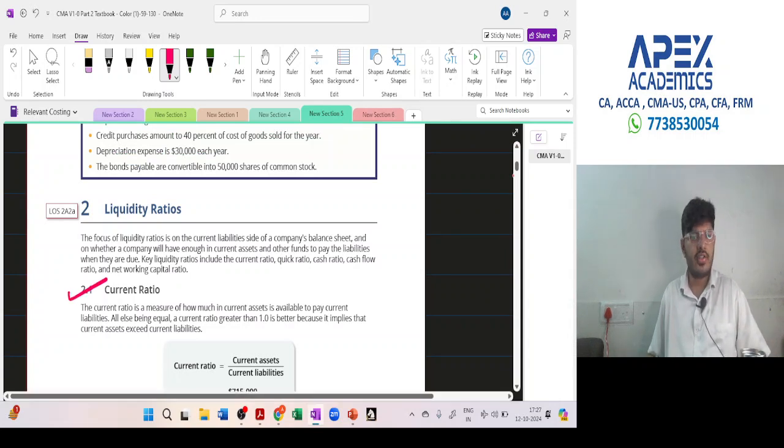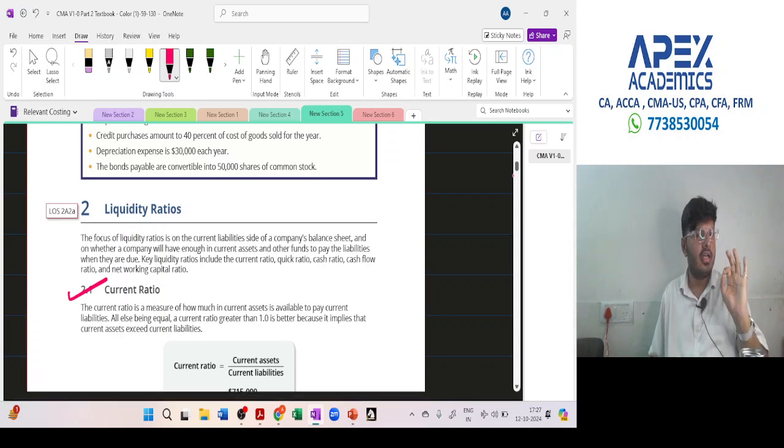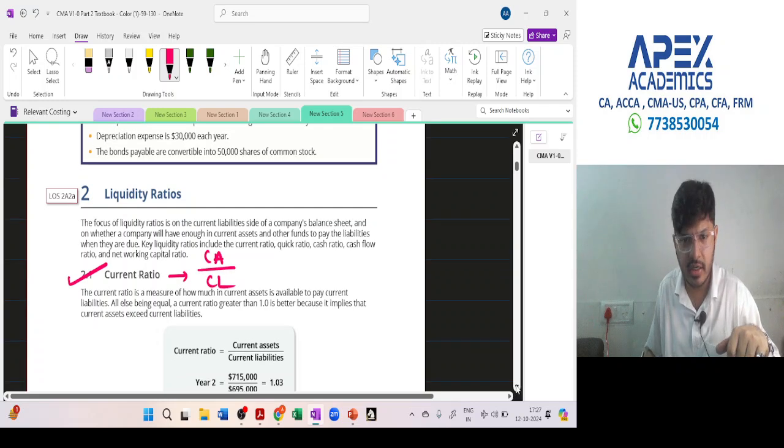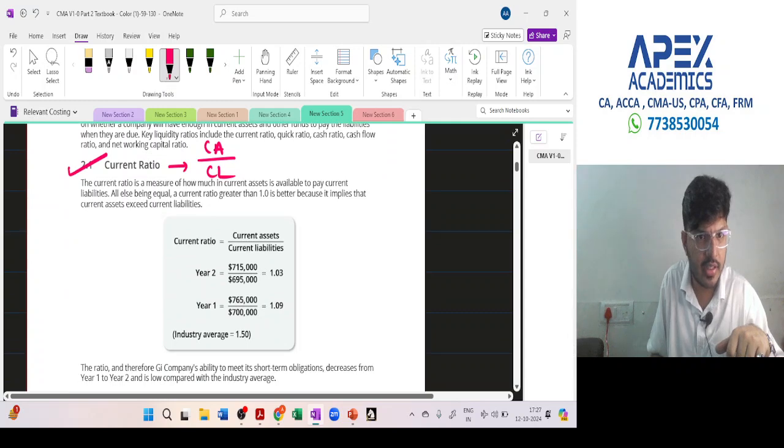Current ratio. What is current ratio? It is a measure of how much current asset is available to pay current liabilities. What is current ratio given by? Current assets upon current liabilities. Agreed or disagreed? Yes. Agreed. Let's go to the next one.